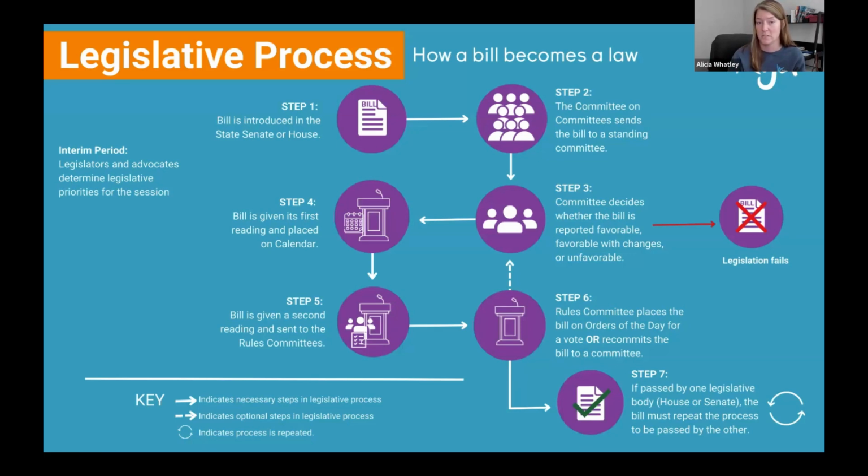So if it passes through the Senate, gets all the way through that process, it'll go to the House and do the same thing. And if both chambers pass it, that's when it can go to the governor's desk, and the governor can make a decision to sign it into law or veto it.